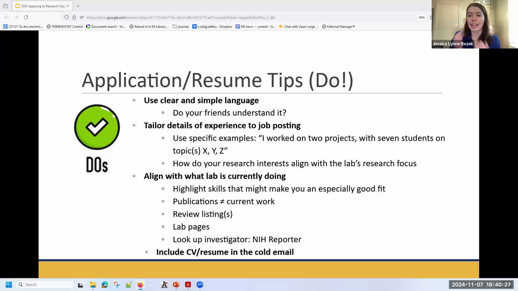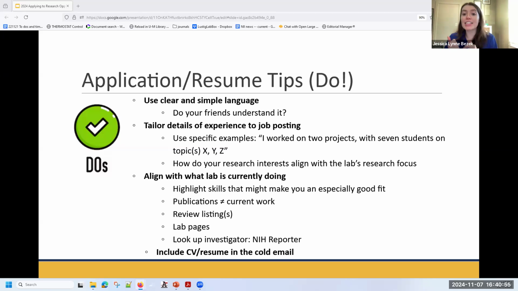And then, like I said, aligning with what the lab's doing. So the skills that you already have that would make you a really good fit. Publications are not the same as current work. So I think what we want to highlight there is that if you were working on a paper but it's not published yet, that's a work in progress, right? That's a little different than a publication that's been peer reviewed and is formally available.